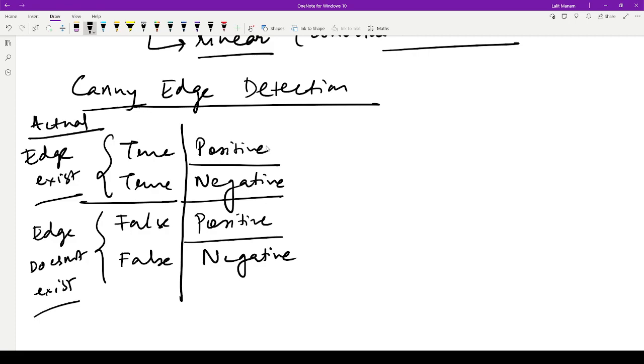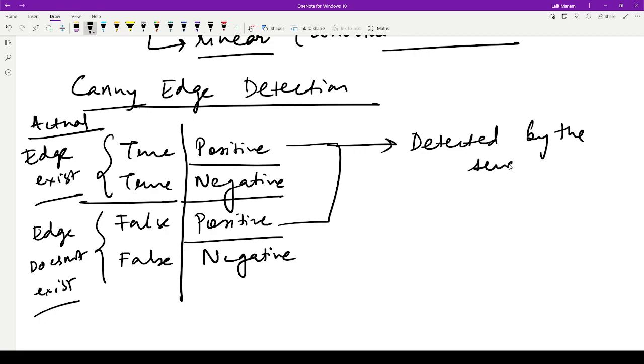Okay. And what is positive? Positive means it's detected by the sensor. Negative means not detected by the sensor. So in this specific case, our sensor is the Canny edge detector.